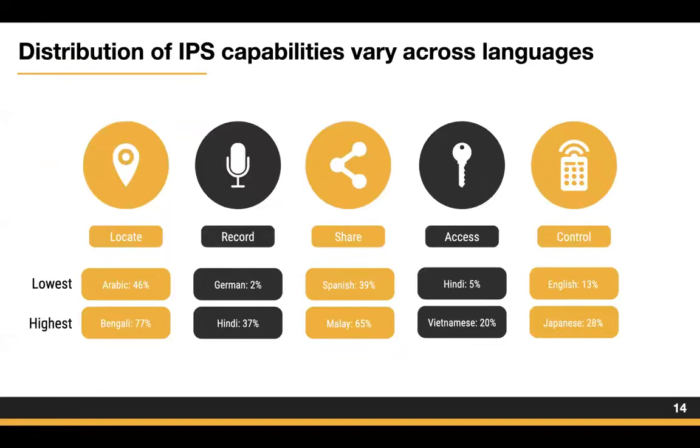We noticed that IPS capabilities are distributed differently across languages. Here, we show the highest and lowest fractions of dual-use apps with specific capability across languages. For example, some dual-use apps allow you to access the camera or microphone of the victim's device anytime. These apps with access capabilities are rarely found using Hindi queries. However, you have the highest chance of finding them using Vietnamese. You may refer to the paper for more details about how capabilities are distributed.